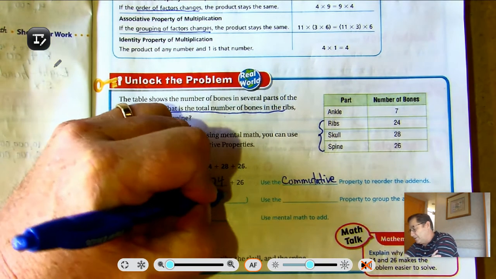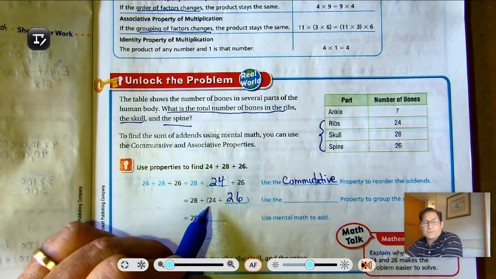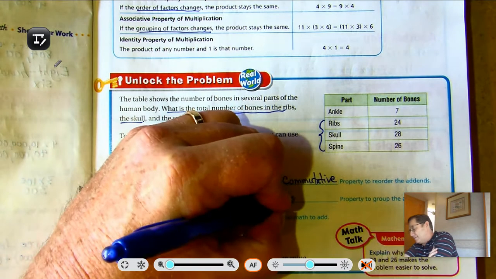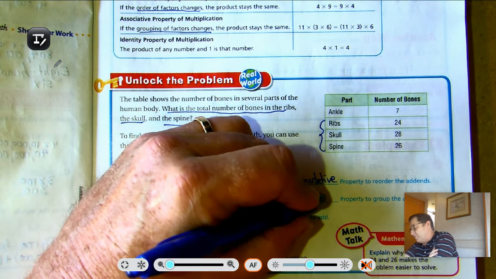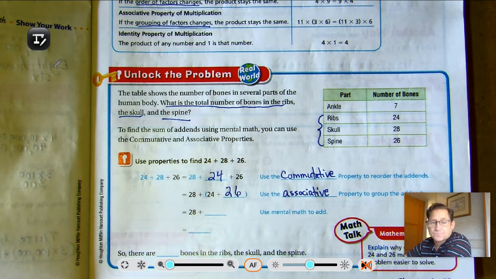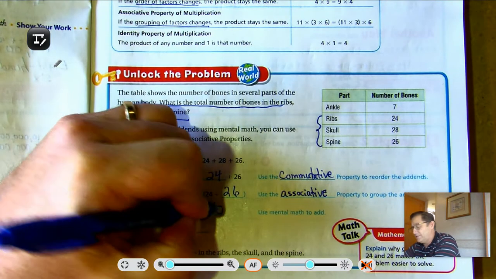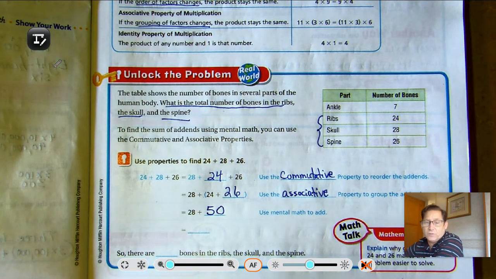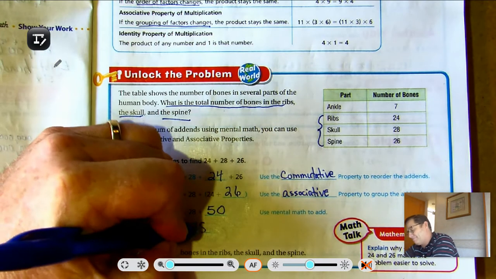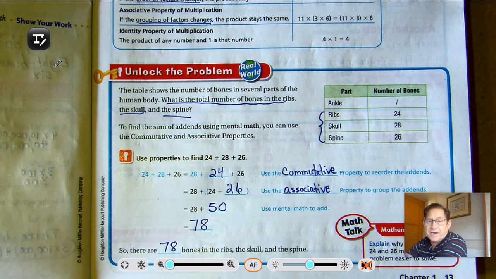So I want to group the addends 26 and 24. So we're going to put parentheses around them, because we know by order of operations that we have to do parentheses first. So I want to add 24 and 26 first. What is 26 and 24? Well, that's 50. 6 plus 4 is 10, and 2 tens and 2 tens is 4 tens, plus 1 more ten, 5 tens. So what is 50 plus 78? Well, that's easy. 50, 60, 78. So there are 78 bones in the ribs, the skull, and the spine.